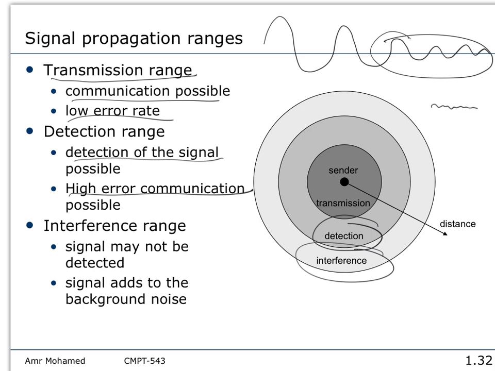But why is this important? Because this is an interference range: it actually interferes with other signals. So it increases the probability of error for other signals in the air that are trying to communicate efficiently with low probability of error. So this interference range means the signal interferes with other signals.